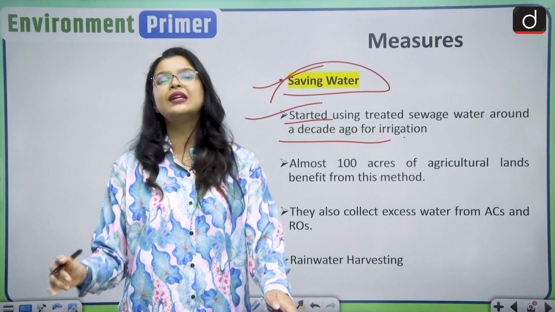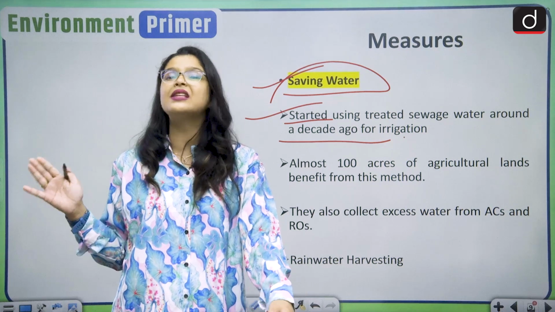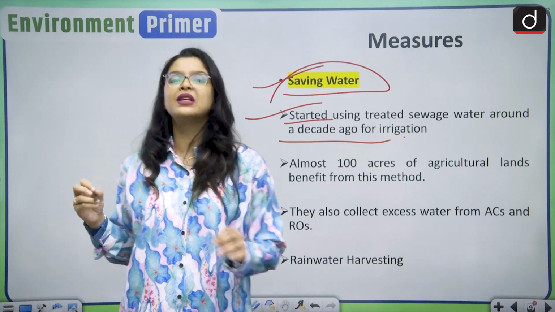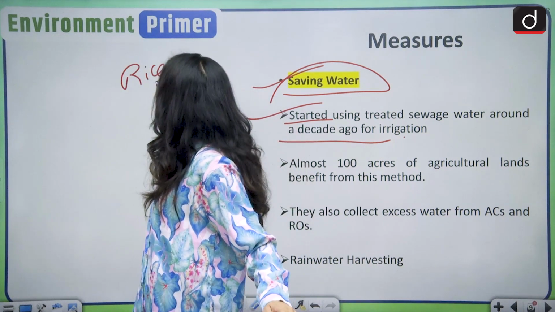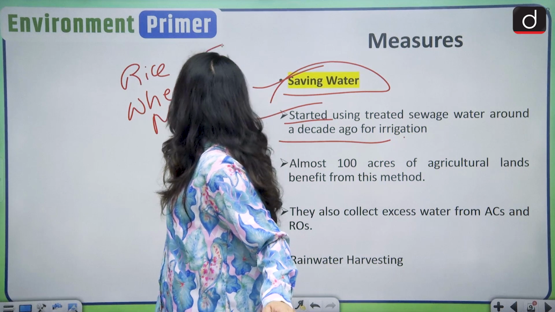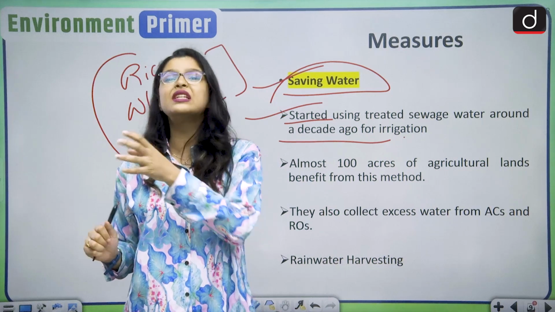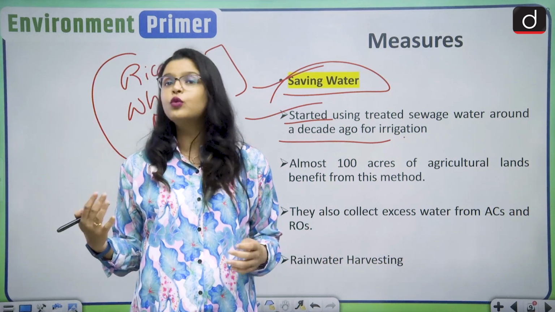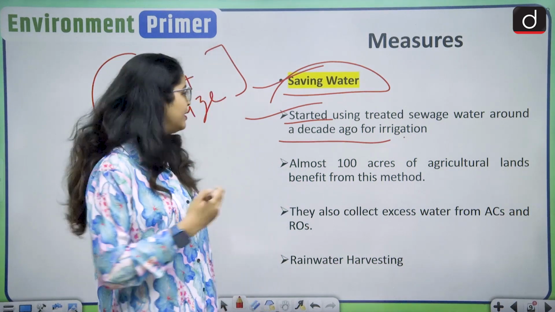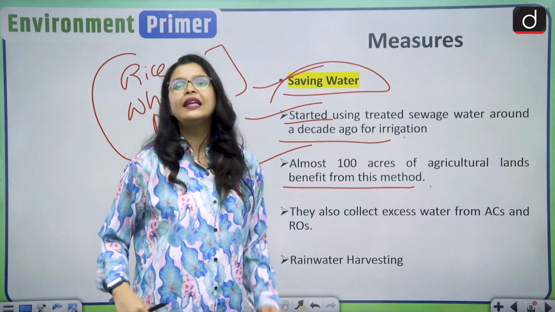for irrigation, because in India agriculture is highly dependent on the monsoon, and if you look at the monsoon patterns as of now, they are very erratic, and that is losing us our food crops, especially crops such as rice, wheat, maize, which are highly dependent on water. They are water intensive crops and they are the food staples of the whole of India. So to save these crops from damage, we can definitely follow this irrigation method. Almost 100 acres of agricultural lands benefit from this method in this village.